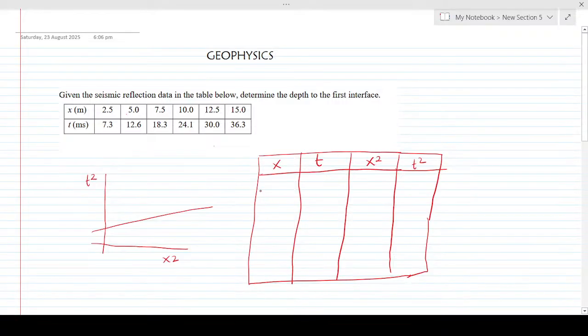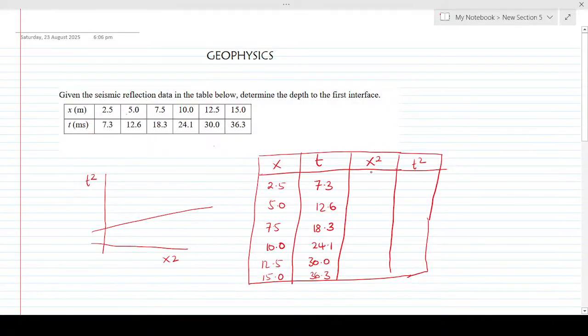The x values that we got from the experiment were 2.5, 5.0, 7.5, 10.0, 12.5, and 15.0. And our corresponding t values are 7.3, 12.6, 18.3, 24.1, 30.0, and 36.3. So we just take the 2.5, we square it.